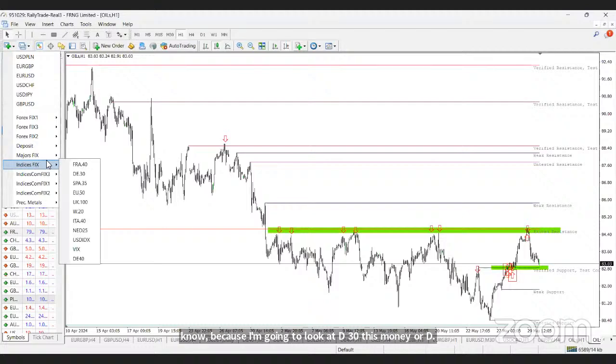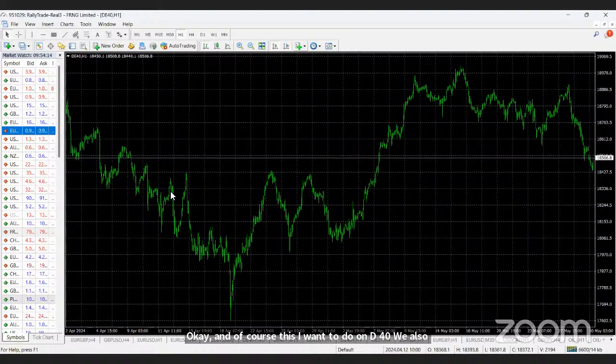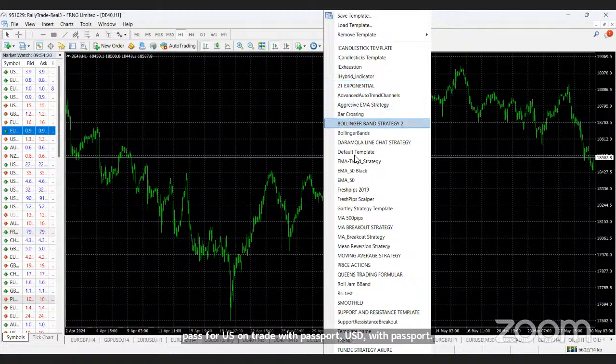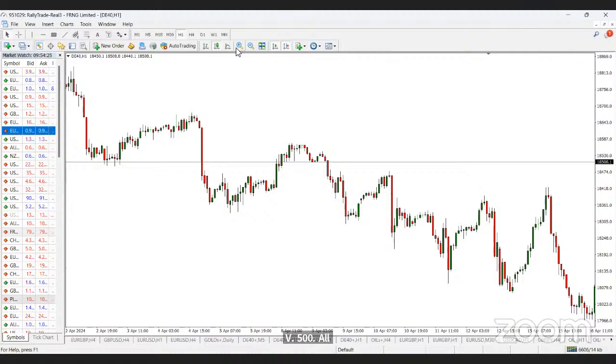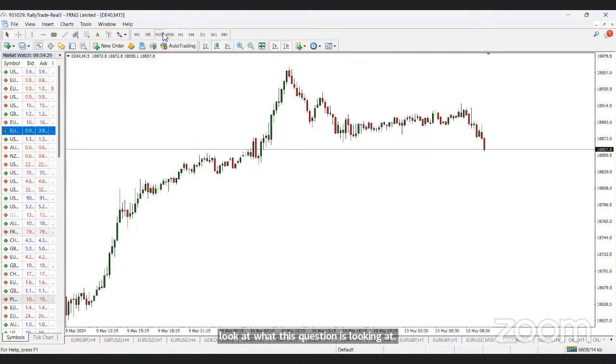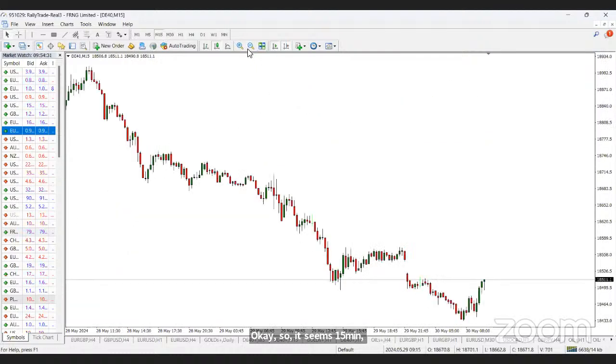Okay, and of course, this analysis I want to do on D40. We also pass for US 100, we pass for US 30, we pass for US 500. All the indices almost behave the same. So let's quickly look at what this question is looking at. Okay, so it says 15 minutes, right? It mentioned 15 minutes.